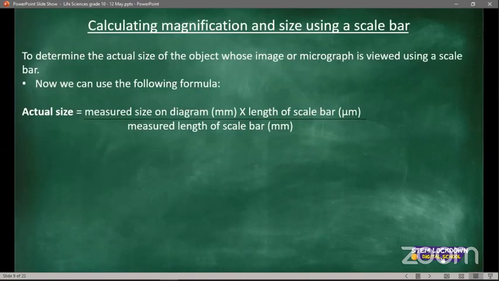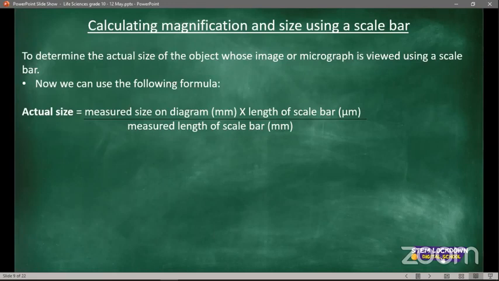Now, calculating the magnification and size using a scale bar. So to determine the actual size of the object whose image or micrograph is viewed using a scale bar. So we will give you a micrograph in a test or an exam, and the micrograph will have numbers below it.